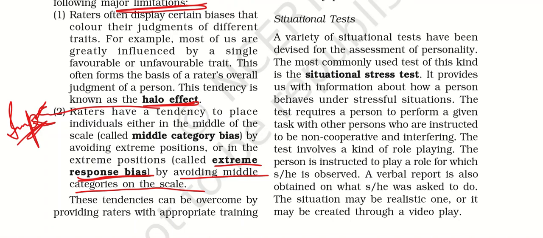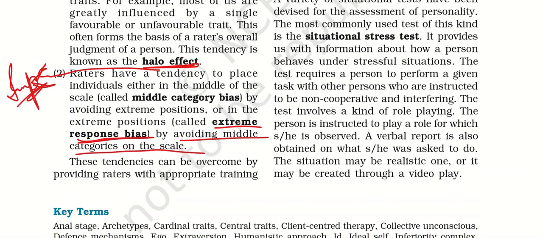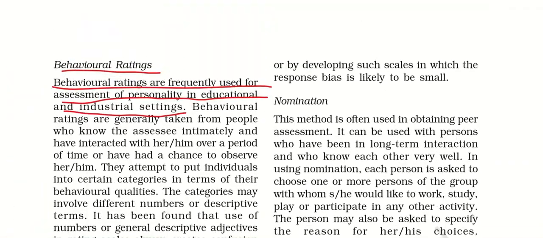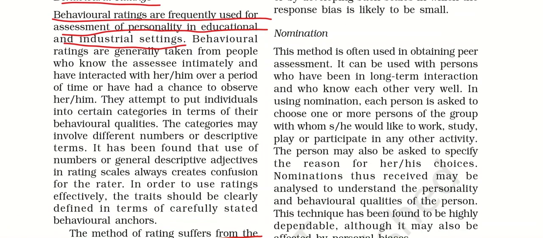So basically, what are the biasnesses in rating? Either the rater wants you to be in a middle category, so that you're neither on the top of the list nor in the bottom of the list, or there are extreme response biasness where you are either extremely on the top of the list or in the bottom of the list. These tendencies can be overcome by providing raters with appropriate training, or by developing such scales where response biases are likely to be small.